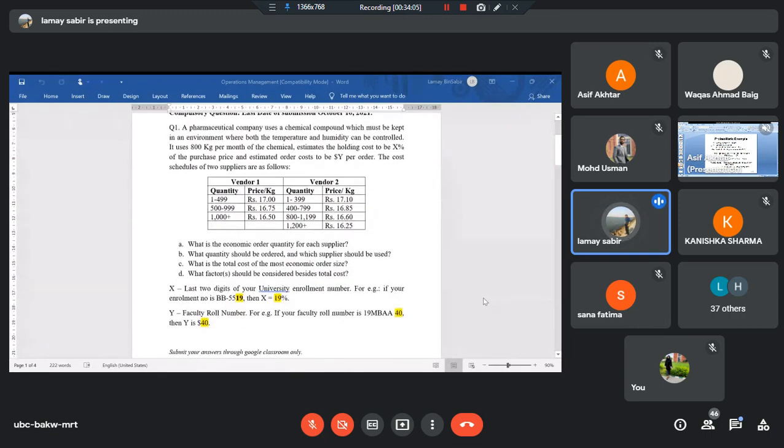for the holding cost, that is X, it will be the last 2 digits of your university enrollment number. For example, if your enrollment number is BB5519, then X will be 19%. And Y is your faculty roll number; for example, if your faculty roll number is 19 MBA40, then Y is $40 per order. So each and every one of you will have a different holding cost and a different ordering cost.